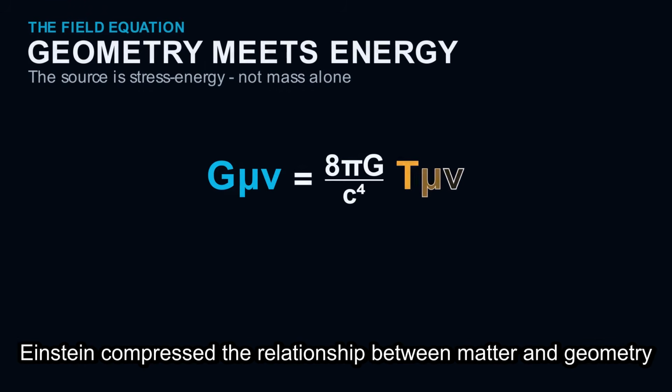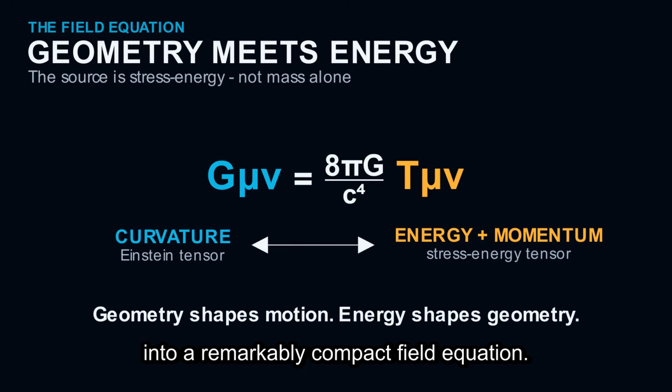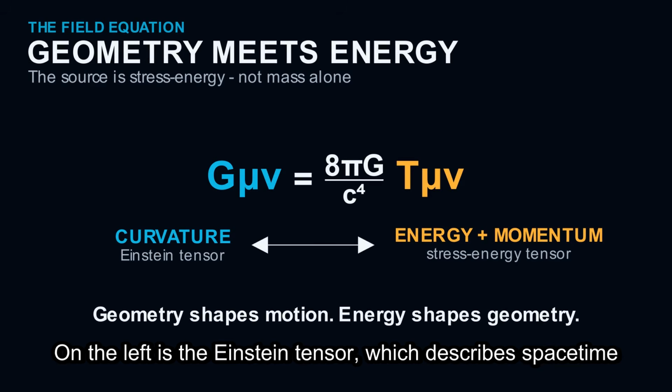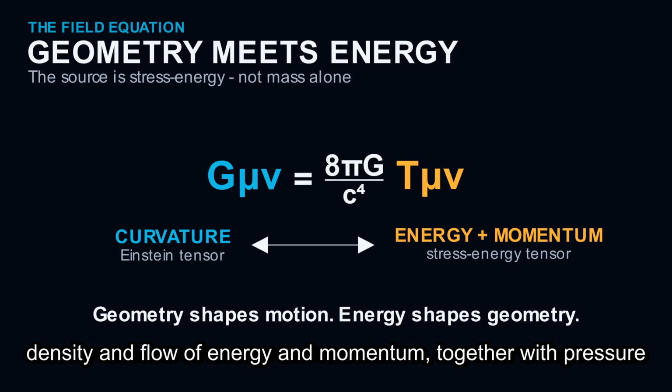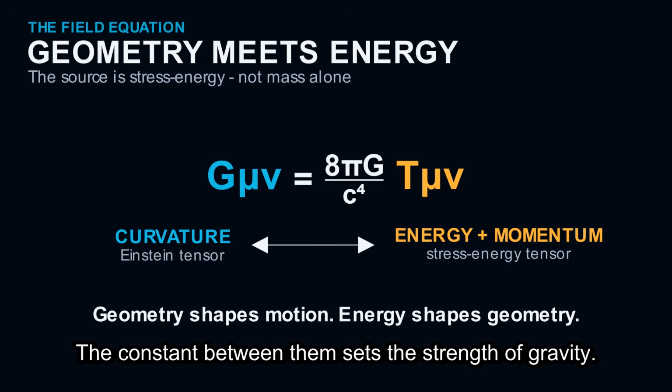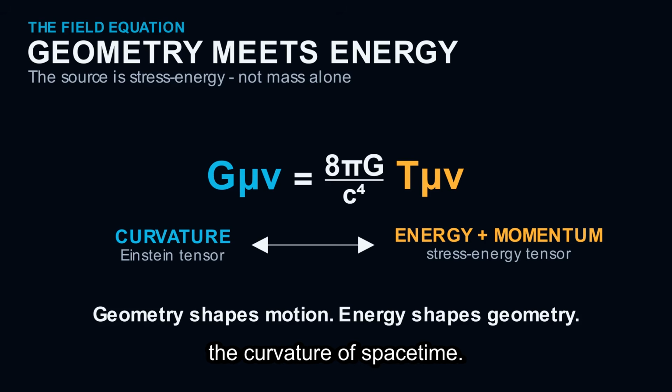Einstein compressed the relationship between matter and geometry into a remarkably compact field equation. On the left is the Einstein tensor, which describes spacetime curvature. On the right is the stress-energy tensor, which describes the density and flow of energy and momentum, together with pressure and stress. The constant between them sets the strength of gravity. In words, the distribution of energy and momentum is related to the curvature of spacetime.